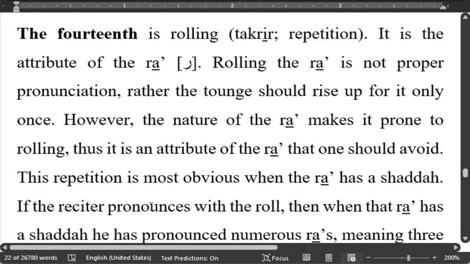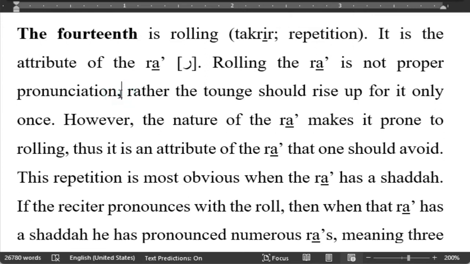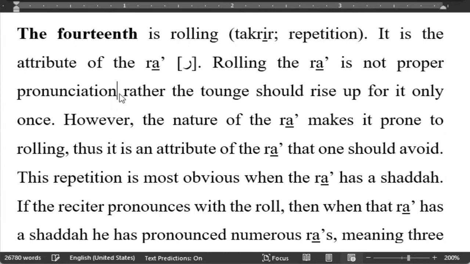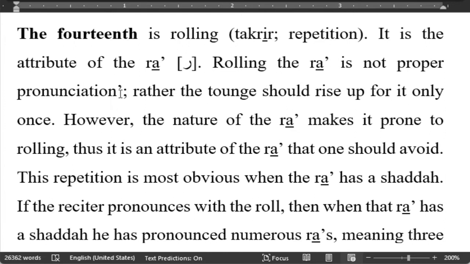The 14th is rolling or repetition, takrir. It is the attribute or the property of the ra. Rolling or repeating. Rolling the ra is not proper pronunciation. Rather, the tongue should rise up for it only once. Yani, for a single ra, the tongue should rise once.